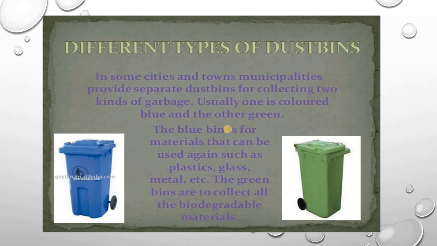Okay, now the green dustbin, always remember, the green dustbin is for collecting the kitchen waste and other plant and animal waste. That is all kinds of biodegradable waste. Okay, and blue dustbin is for collecting the waste materials such as plastic, glass objects and metal articles which can be recycled and used again.